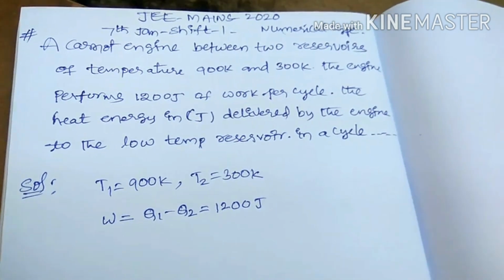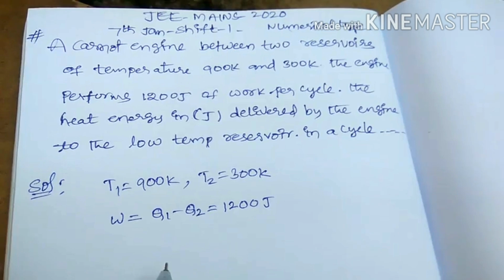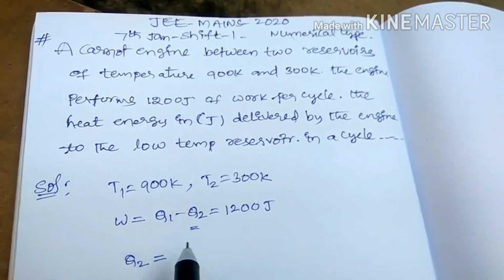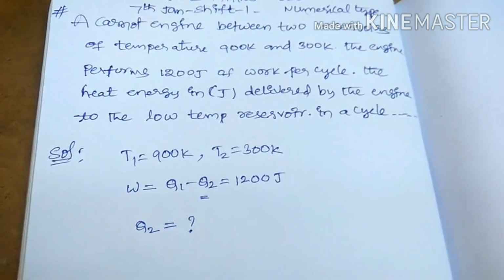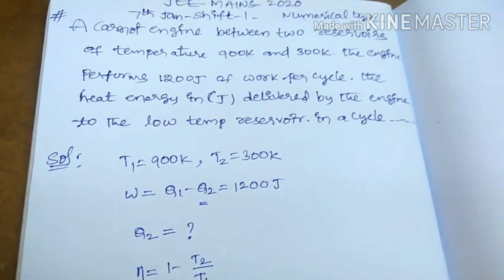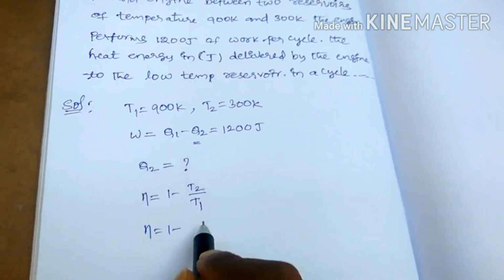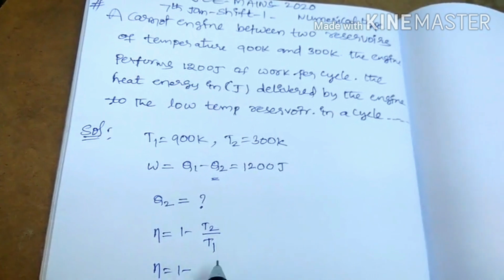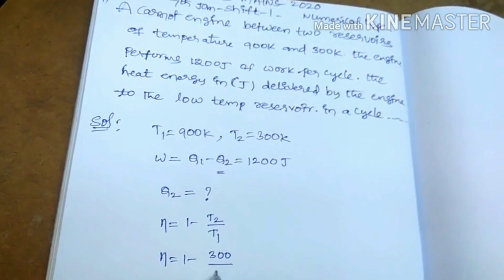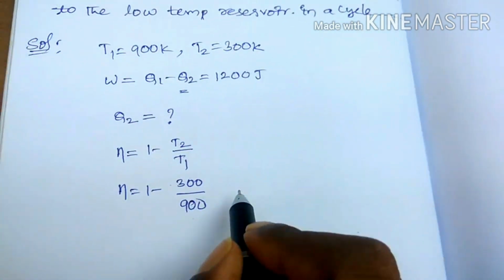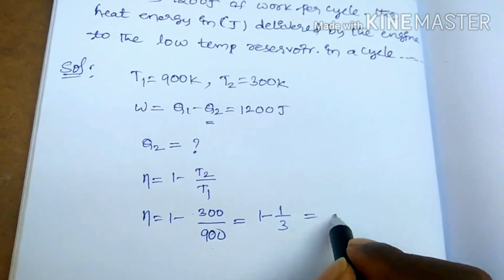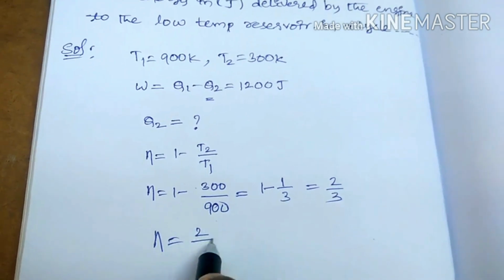Here we have to find the heat energy delivered by the engine to the low temperature reservoir, that is the Q2 value. Let's find the efficiency of the Carnot engine. Eta is equal to 1 minus T2 by T1. Here T2 is the low temperature, 300 K, and T1 is 900 K. So it is equal to 1 minus 1 by 3, which is 2 by 3.